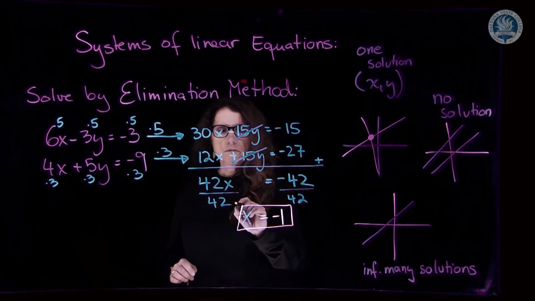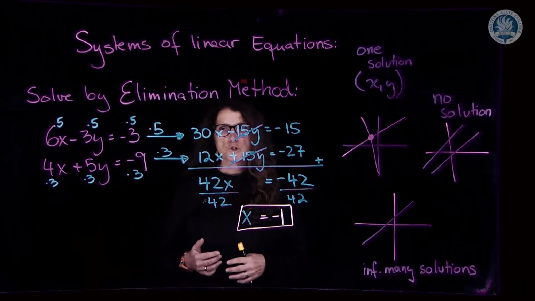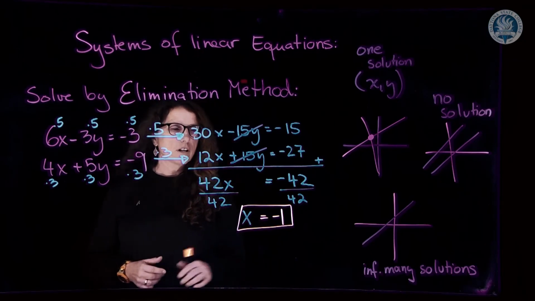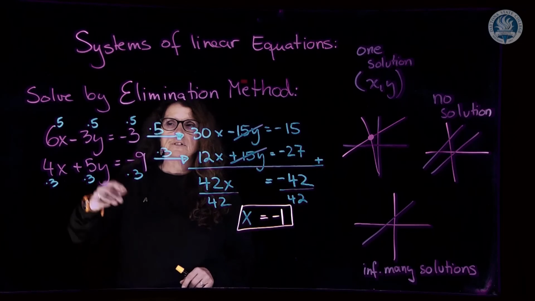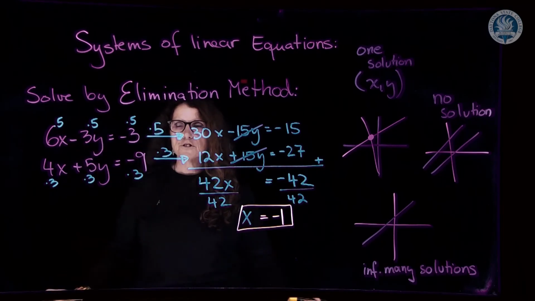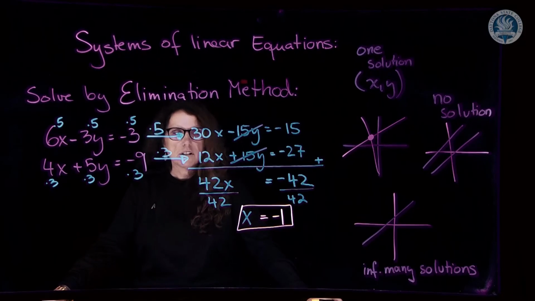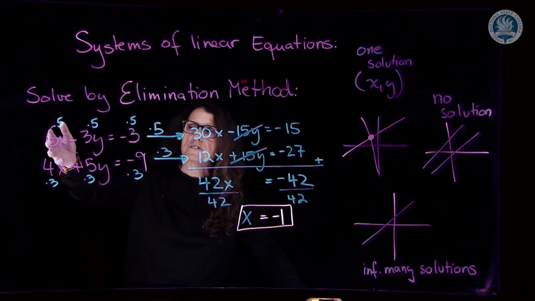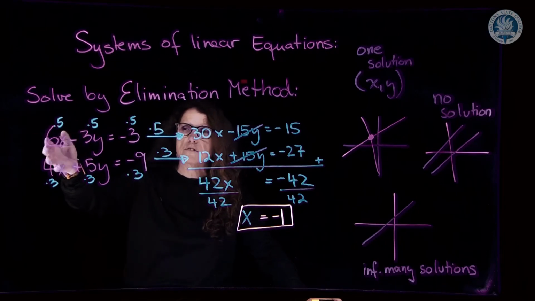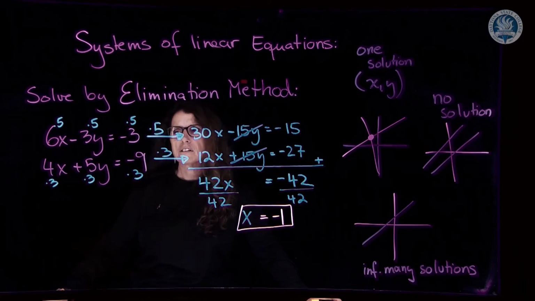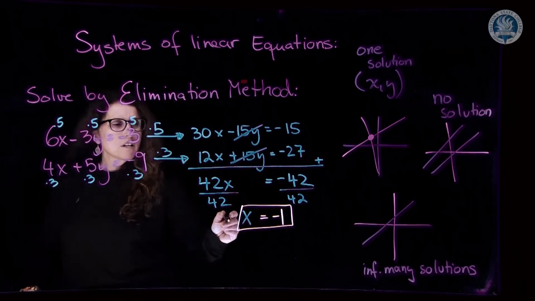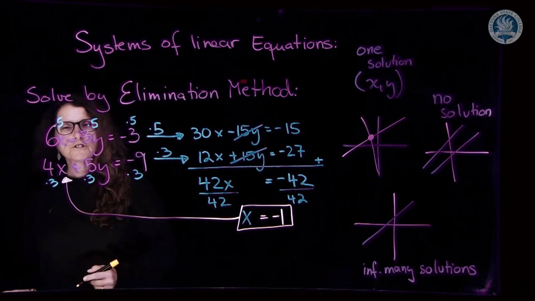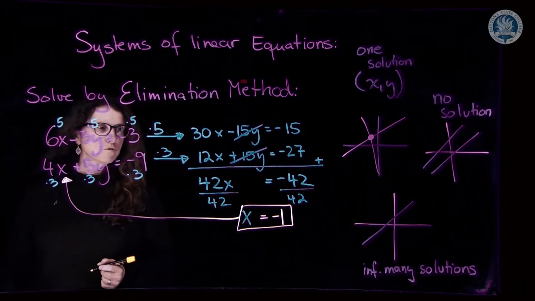This is our first value. Don't stop here. You also need to find the y value, and to find the y value, you want to substitute into one of the two original equations. So again, try to be smart about it. Look for signs. Do I have negatives, positives, smaller numbers? In this case, it doesn't really matter. I'm going to substitute x equals negative 1 into the second equation, and that way I'm going to find y.